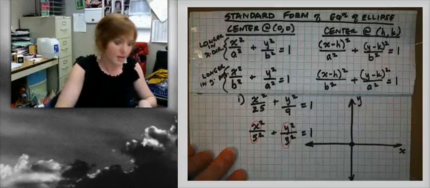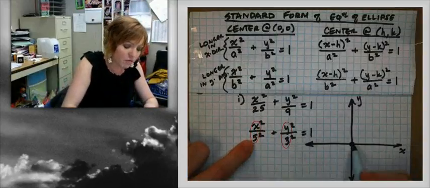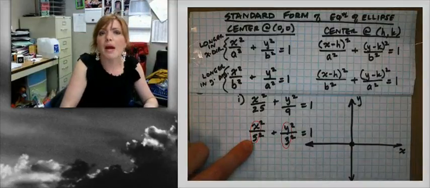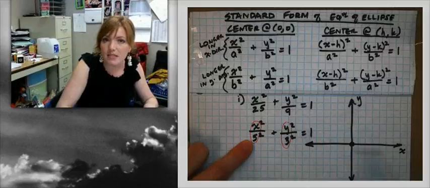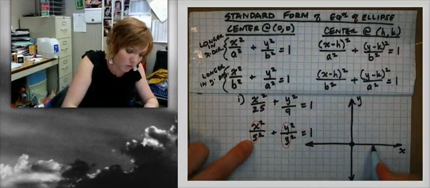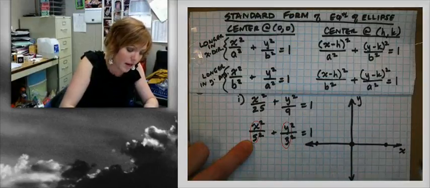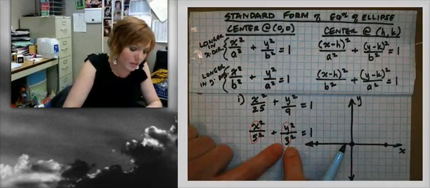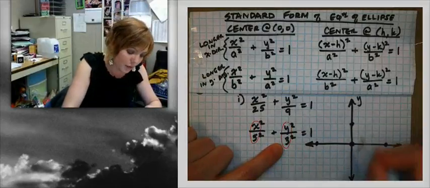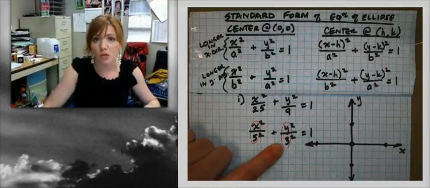Okay? Now, because we have a 5 directly underneath the x, that means we go 5 units to the right and then 5 units to the left, because right and left are the directions that the x-axis runs in. Okay, so from the center, 5 is under the x, we go 1, 2, 3, 4, 5, put a dot. And then back to the center, 1, 2, 3, 4, 5, and put a dot.